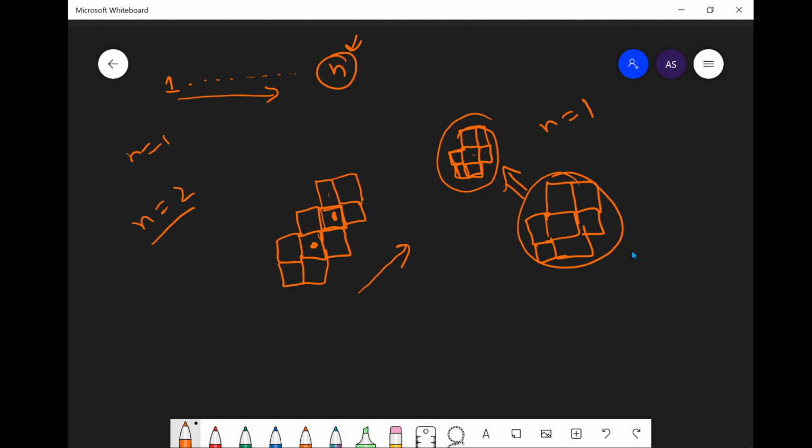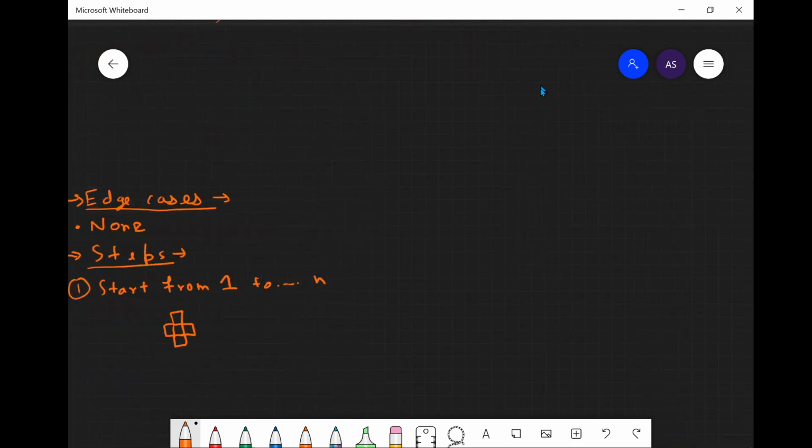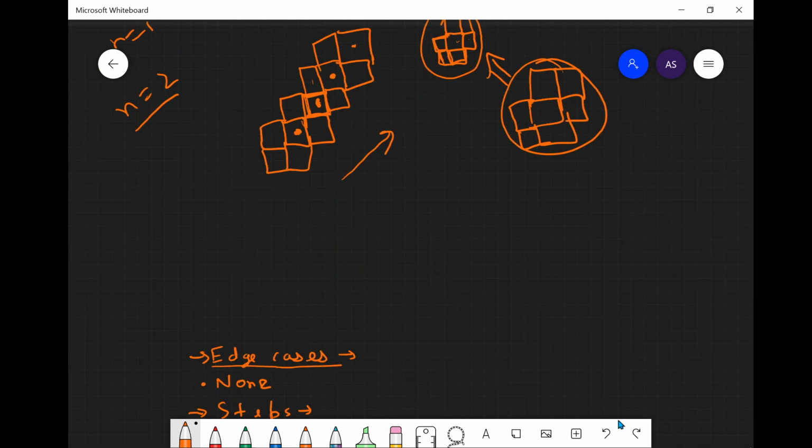Now similarly, if we see for n equal to 3, we can go to this direction. This one is our neighbor, and this structure is resembling the previous case, and this is already satisfied. Here we add one more gray, and this is also satisfied. So now I think the approach is pretty clear. So now there were no edge cases, and these were the steps which we followed.